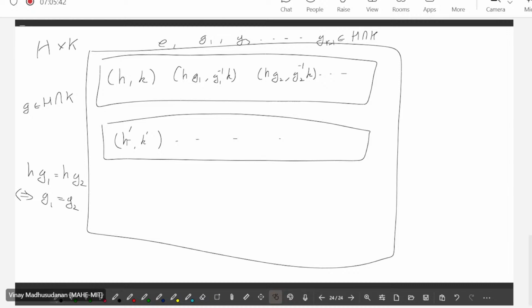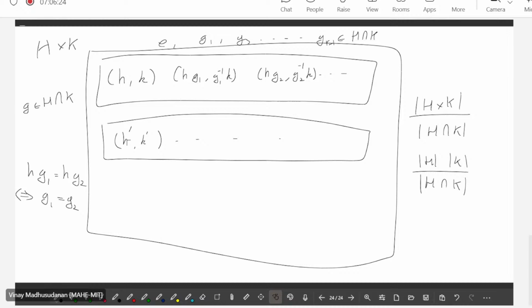So definitely they are distinct. So if I count how many elements are there in H intersection K, I am counting how many elements are there in one equivalence class. Therefore, all the equivalence classes satisfy the same property, right? So the number of equivalence classes is the total number of elements in H cross K divided by the number of elements in each equivalence class. But the numerator is clearly |H||K|. Clear?